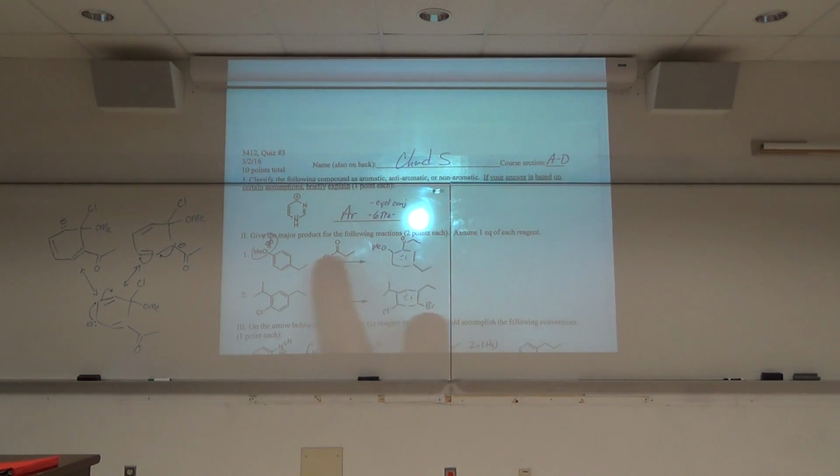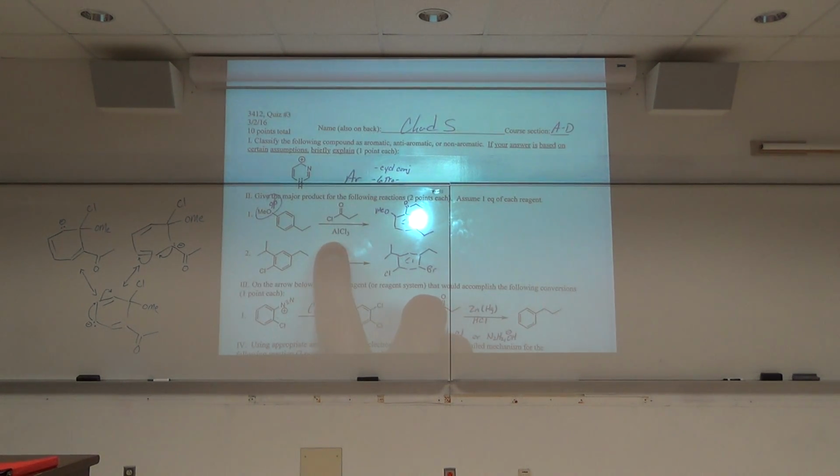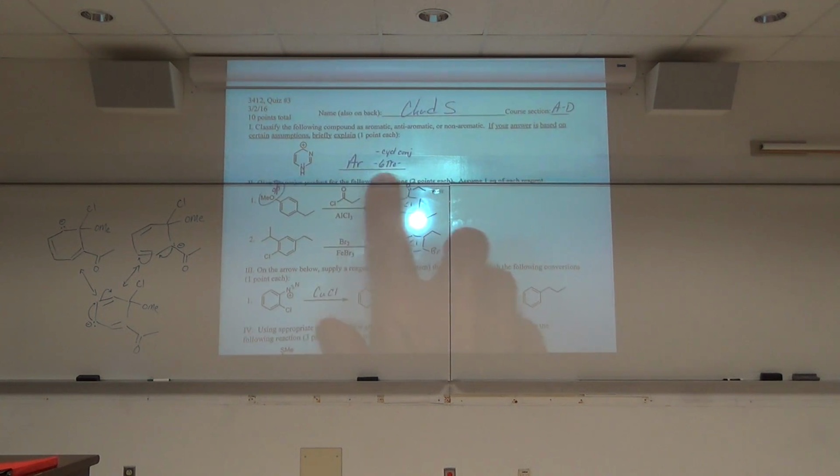How do we do? Aromatic? Yeah. 6 pi electrons, cyclic conjugated system, yay. Question? Yeah, assuming it's planar.